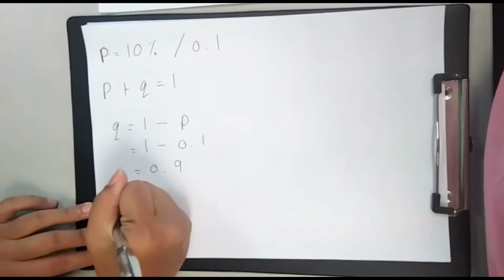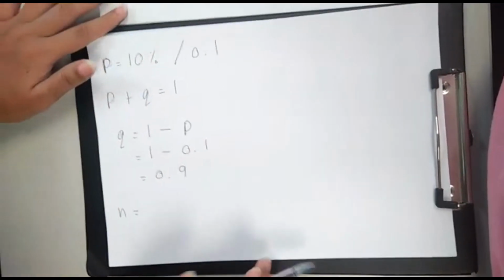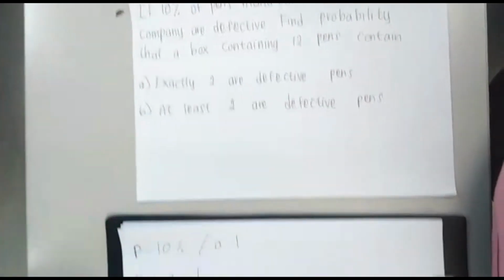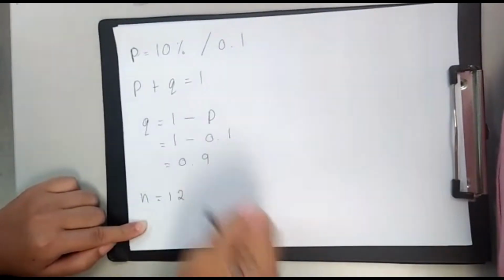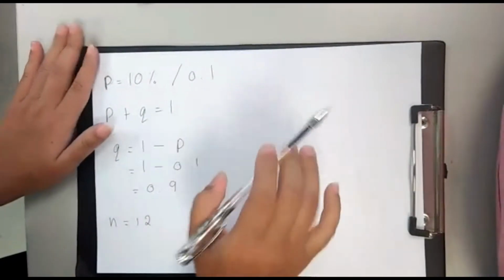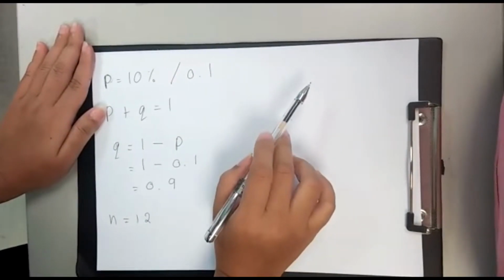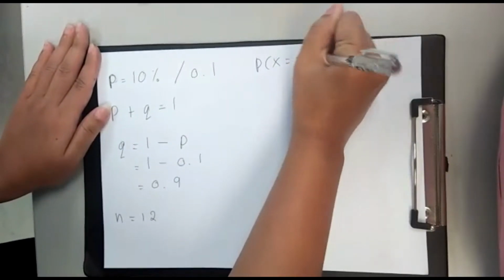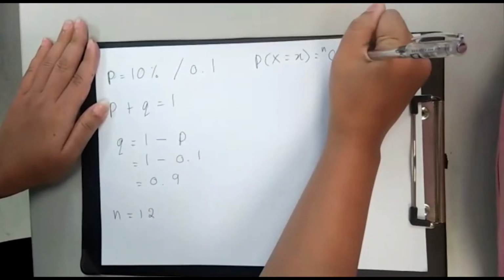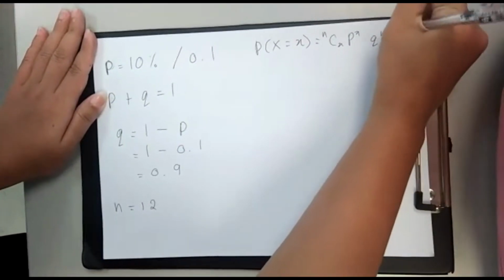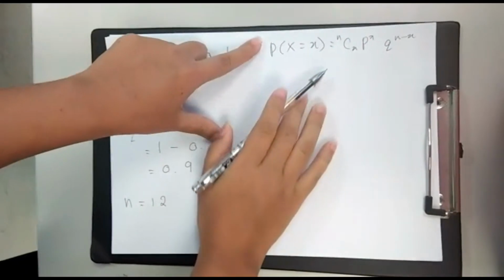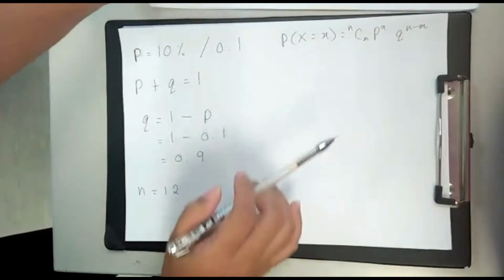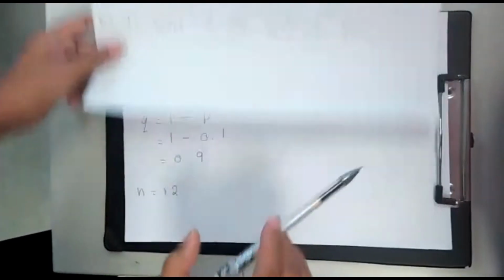Next, we need to find the value of n. From the question, we know that the value of n is 12. So, for the first question, exactly 2 are defective pens. First, we need the formula. This is the formula for this topic. This is our random variable. From the question, the random variable is 2 for the first question.